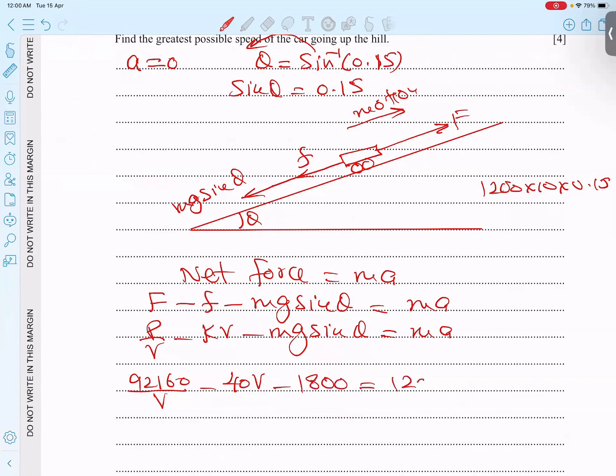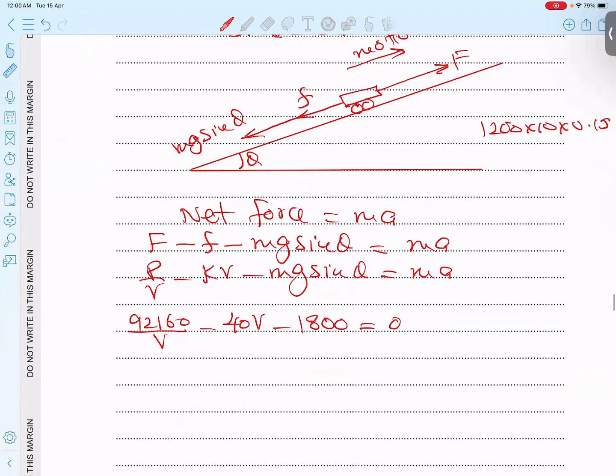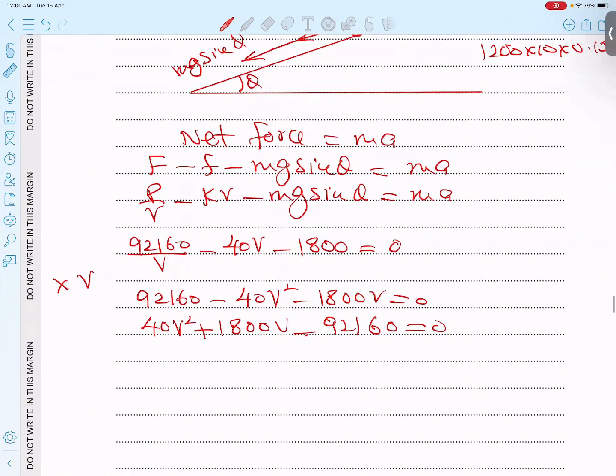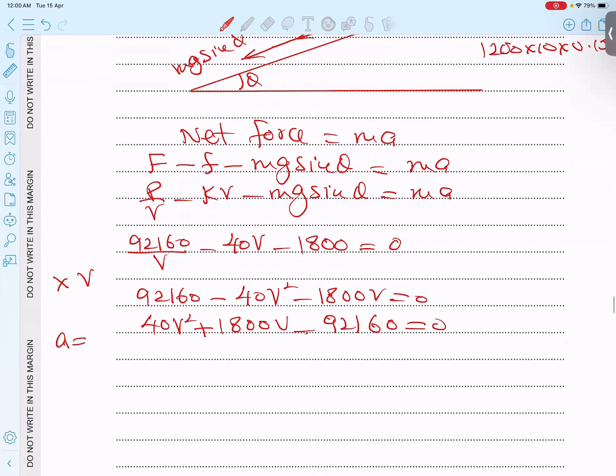Mass is 1200 into, sorry, this is acceleration 0 because constant speed. Multiply into V. So I got 92160, and V times 2V will give us V squared, and 1800V equal to 0. I'm writing in order. First, I'm writing 40V squared plus 1800 and negative 92160. Now, what is A value? A value is, okay, I'm writing directly.